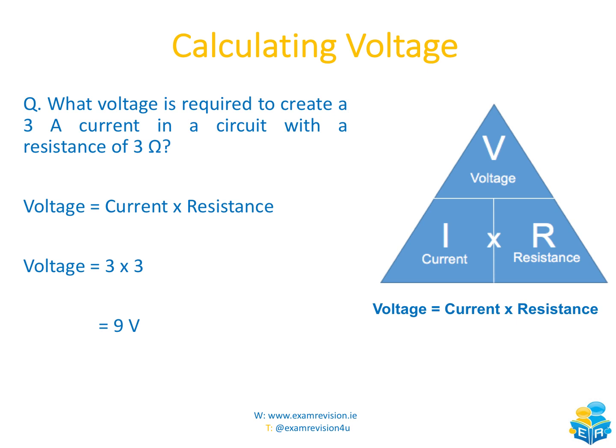We'll write down the little formula that's going to help us calculate this. The current was 3 amps, the resistance was 3 ohms, 3 by 3 is 9. Don't forget your units for voltage is volts, so that's why it's 9V.